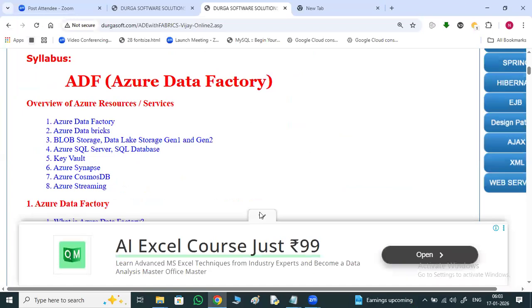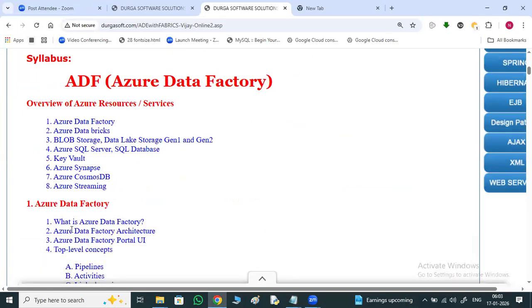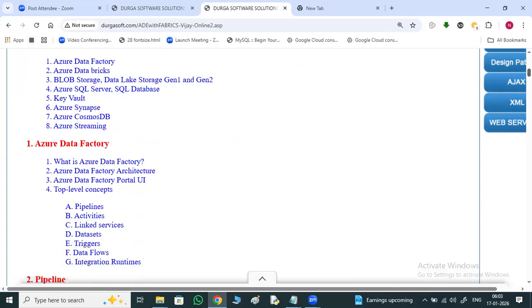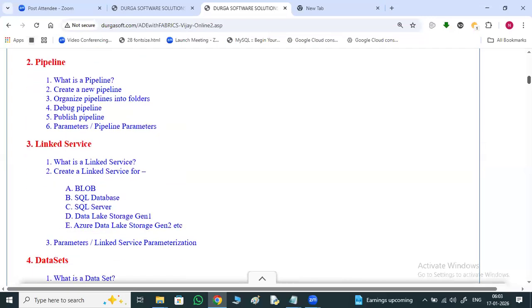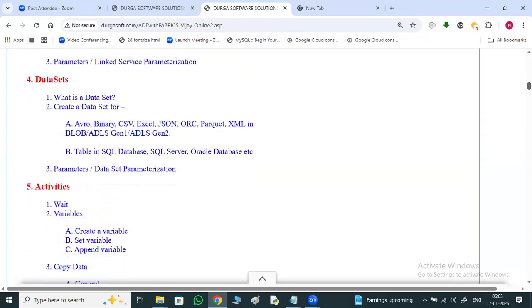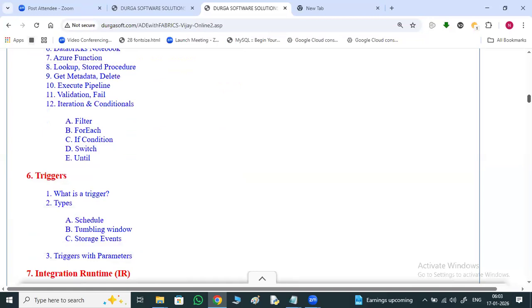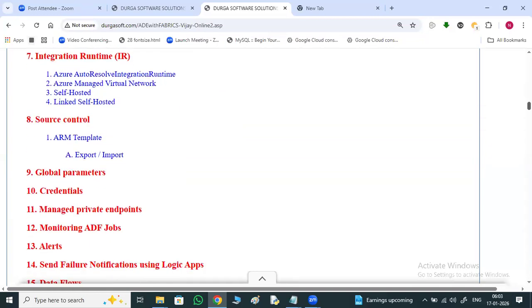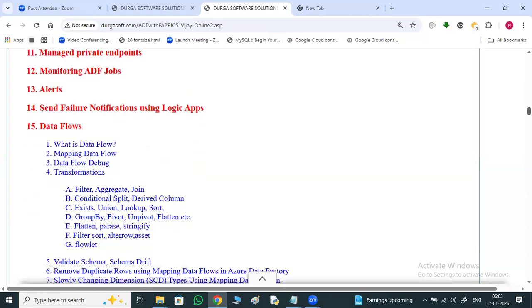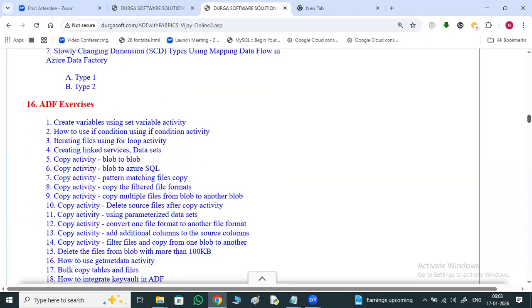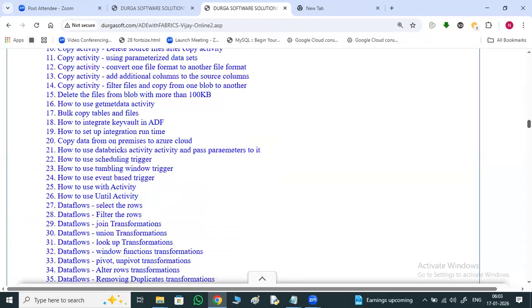This is the course content I'm going to discuss: Azure Data Factory and its components. What is Azure Data Factory? Top level components, pipelines, organizing pipelines, debugging pipelines, publishing pipelines, linked service, data sets, activities, triggers, integration runtime, source control, global parameters, credentials, monitoring ADF jobs, alerts, data flows, and ADF exercises. Around 50 exercises we'll be discussing in brief.